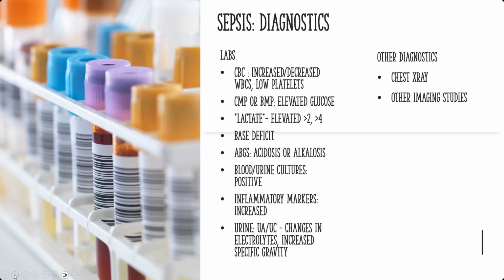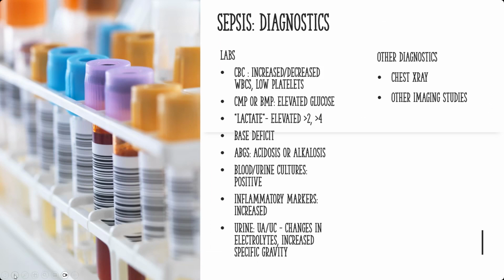Comprehensive metabolic panel or basic metabolic panel. Comprehensive is probably more appropriate. It's going to give you those extra kidney and liver diagnostics, where the basic isn't really going to have the liver function tests on there. You want to look for the elevated glucose.